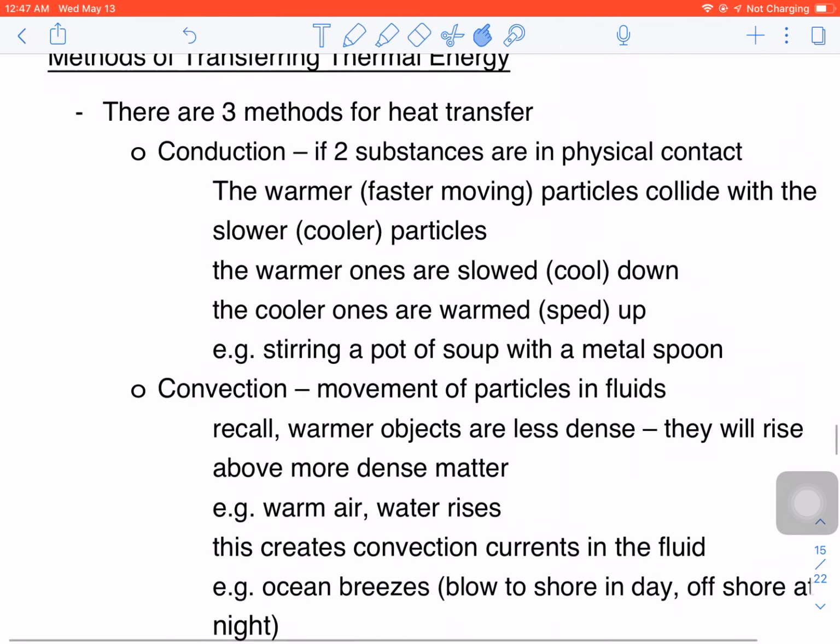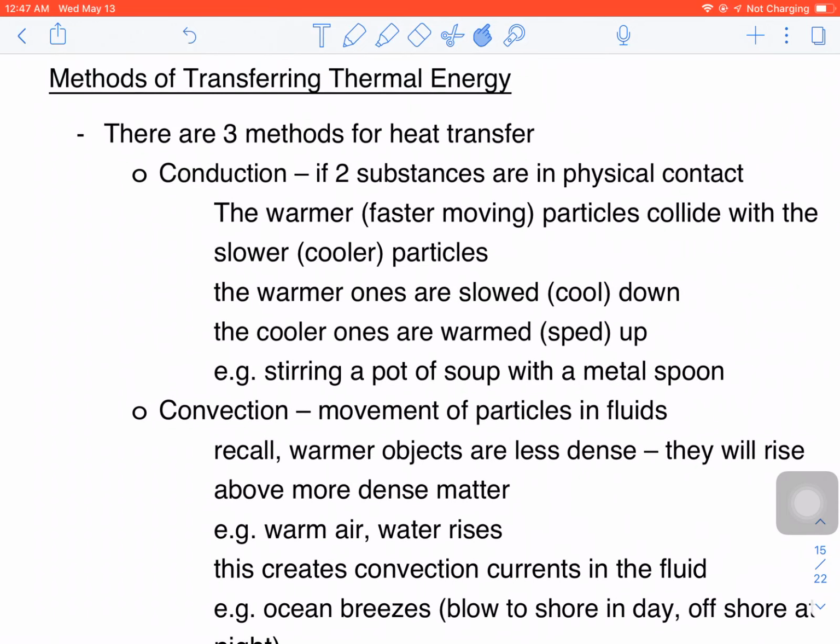Now, there are 3 ways that objects can have heat transfer to them. One is by conduction. Conduction means if a warm object touches a colder object, the vibrations of the warmer particles will hit the slower moving, cooler particles. Think about a fast moving car hitting a slow moving car, rear-ending it. Not a good visual. It'll cause damage to that slow moving car and cause it to get pushed, to move faster. And what it will do to the fast-moving car is cause it to slow down.